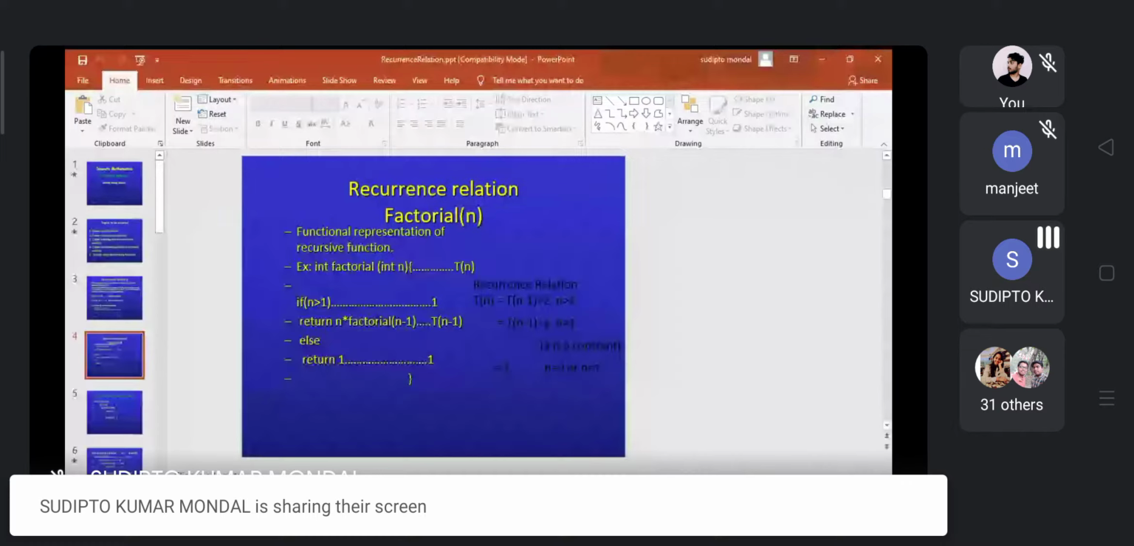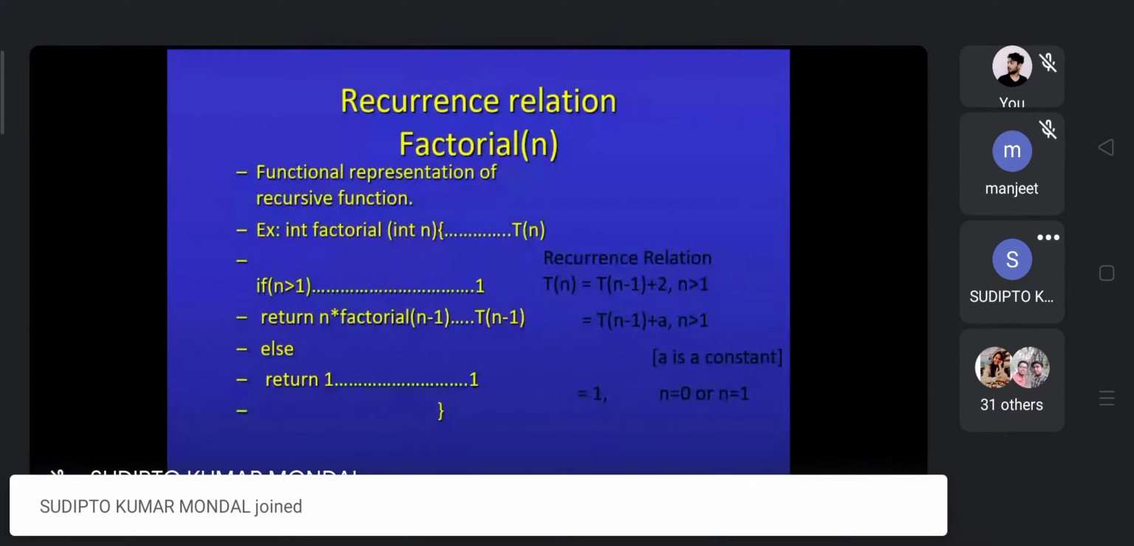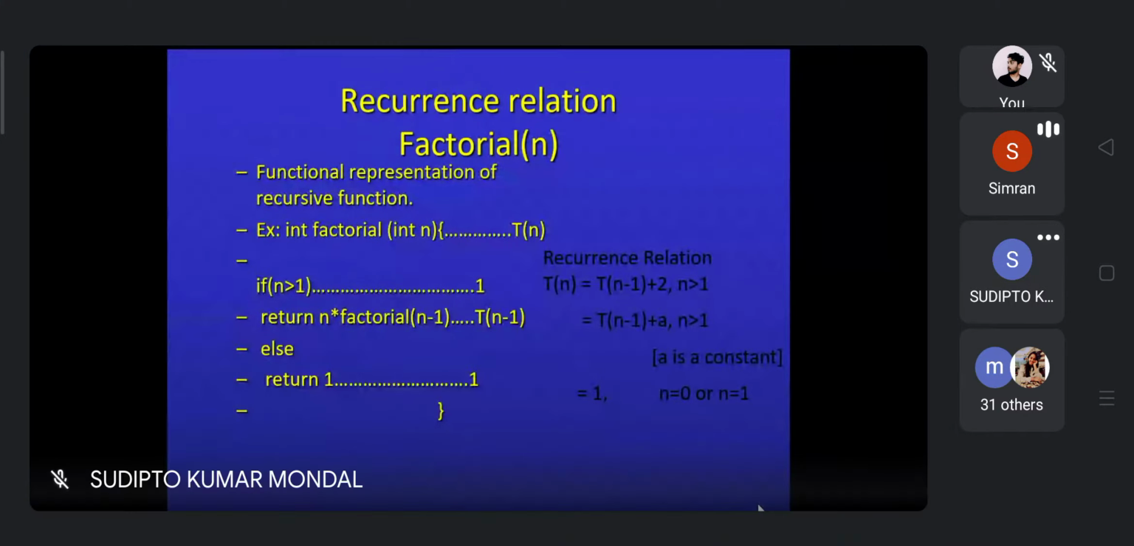Okay, so this way we have framed this recurrence. Yes. Hello, sir. Sir, beside the if statement, we have written one. Sir, in every case, beside the if statement, we will take one, or is it because n is greater than 1? No, that's why we have written one.